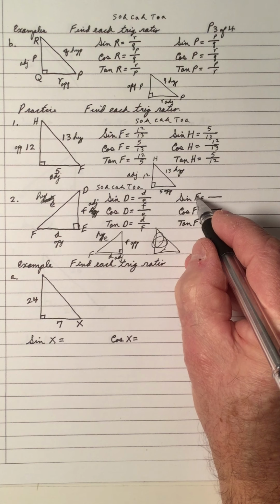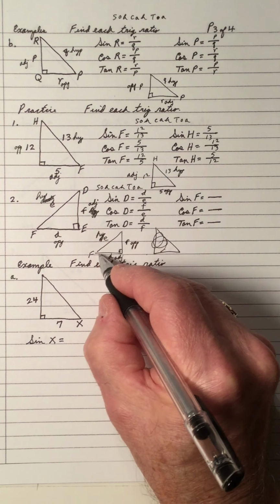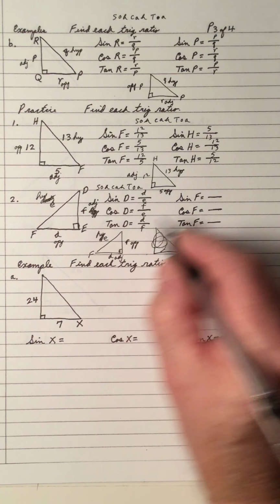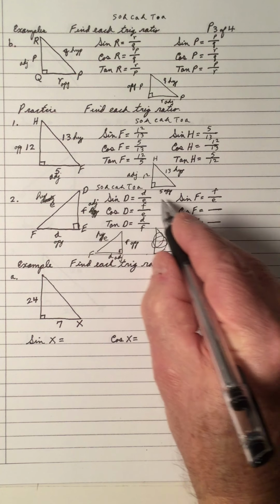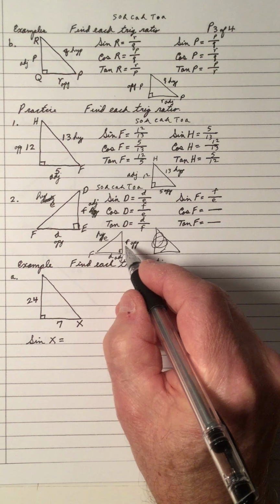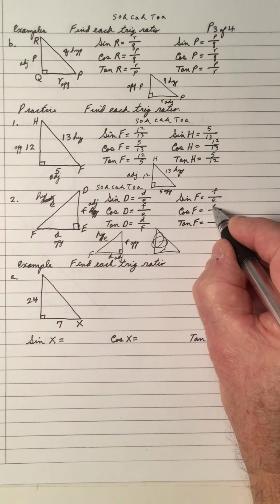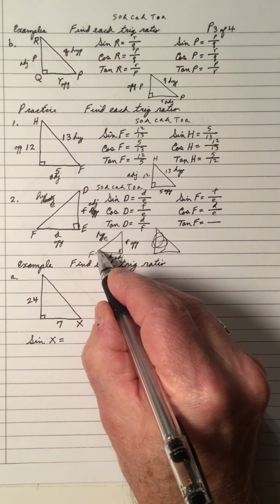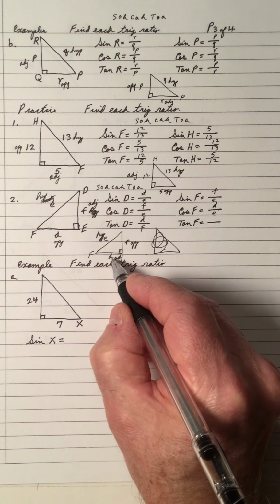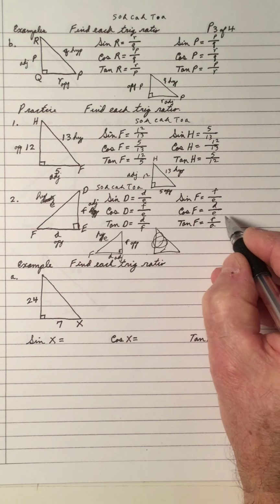So the sine of F is opposite over hypotenuse, so it's F over E. And cos is the adjacent over the hypotenuse in terms of F. Adjacent is D over hypotenuse E. And the tan is opposite over adjacent in terms of F. Opposite is F. D is adjacent, so it's F over D.